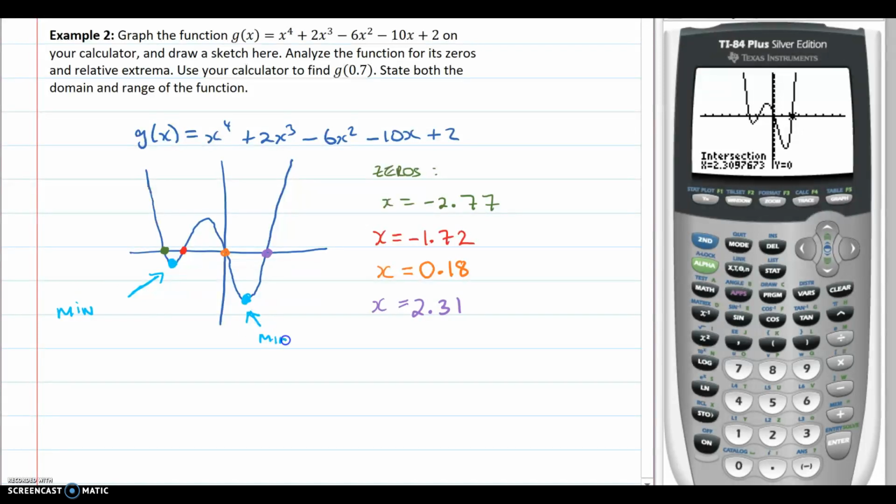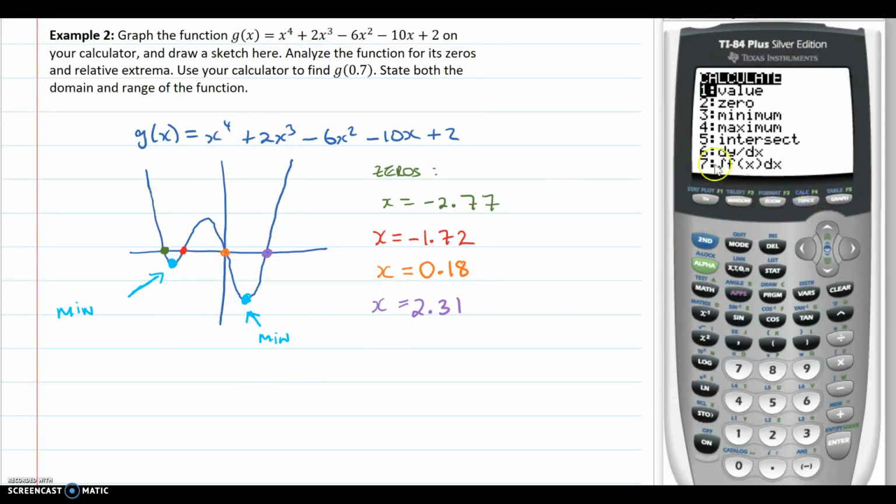Okay. So for minima, it's second calc again. And for the minima, it's number 3. So just type 3. And let's get the one on the left first. So I'll move all the way over to the one on the left. Getting closer to it now. Okay, so I'm very close to it now. I want to go to the left of it a little bit. Press enter once. And now I want to come back to it and go to its right a little bit. Press enter once and skip the next one, just enter again.